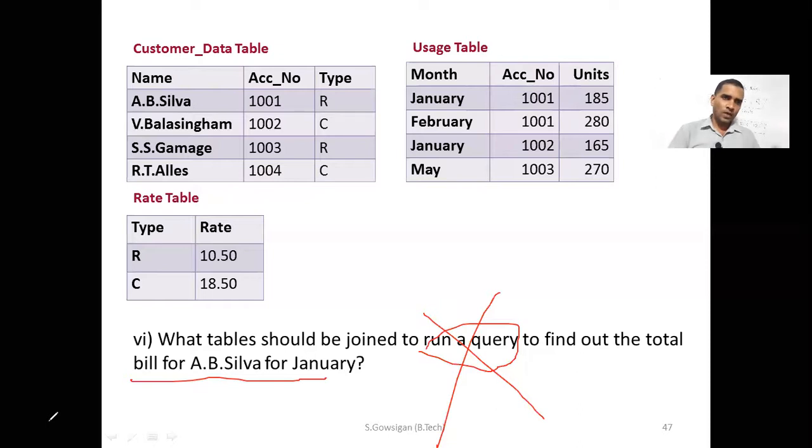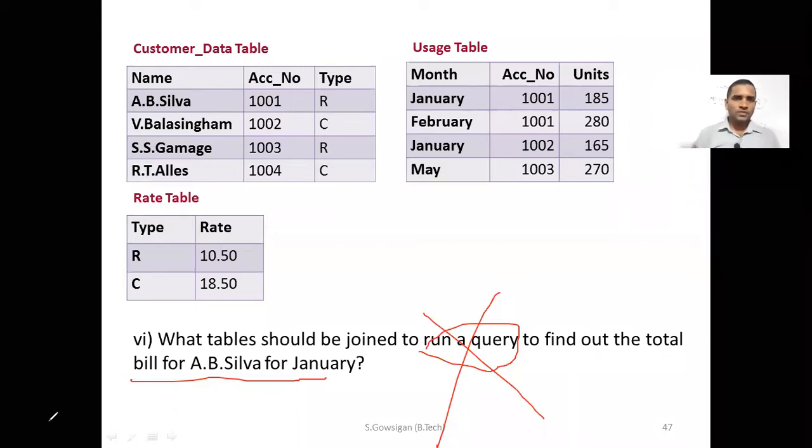So sometimes 1 table is possible, sometimes 2 tables need to be joined, sometimes 3 tables need to be joined. What is the answer? Usage table and rate table. Any other answers? All the 3 tables. Okay, look here. See, forget this as database, or forget this as ICT.